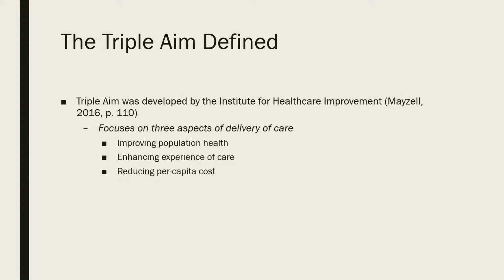And what is the triple aim? The triple aim was developed by the Institute of Healthcare Improvement, and it focuses on three aspects of delivery of care: improving population health, enhancing experience of care, and reducing per capita cost.